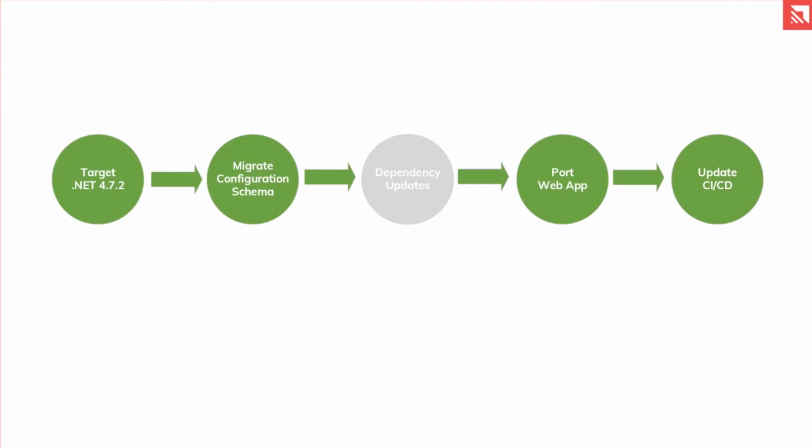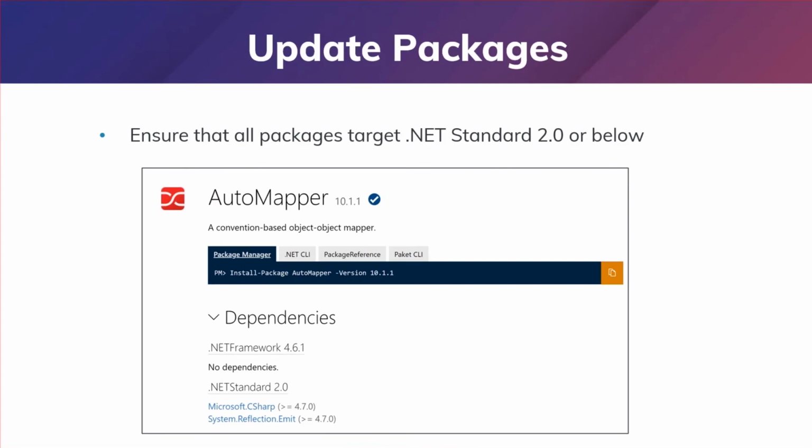So the next thing here is the dependency updates. And this is probably the second largest undertaking. The biggest undertaking is porting the web app, but the second largest one is dependency updates. And this is going to take quite a bit of time depending on how large your app is and how complicated it is. But basically what you want to do here is update all of your NuGet packages to target .NET Standard 2.0.